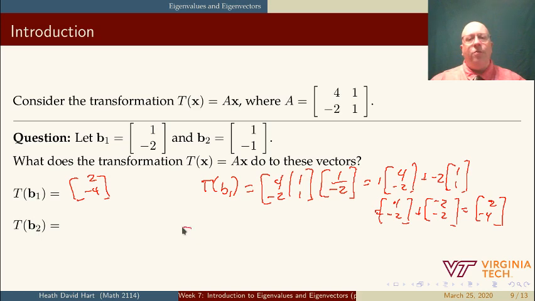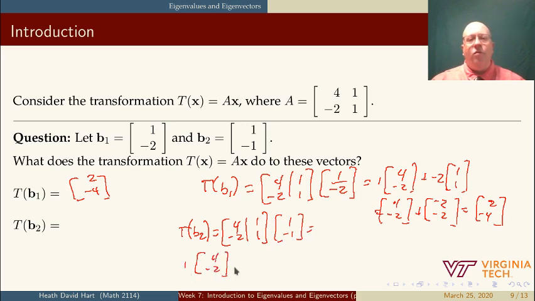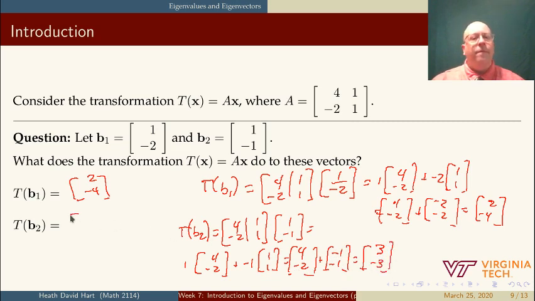Let's look at B2. The transformed version of B2 is 4, negative 2 in the first column, 1, 1 in the second column, times 1, negative 1. So that's 1 times 4, negative 2, plus negative 1 times 1, 1, which is 4, negative 2, and negative 1, negative 1. 4 and negative 1 is 3. Negative 2 and negative 1 is negative 3. Positive 3 in the top row, negative 3 in the bottom row.